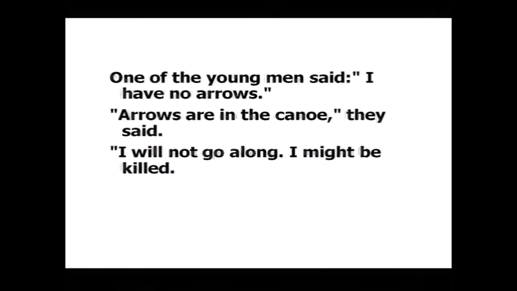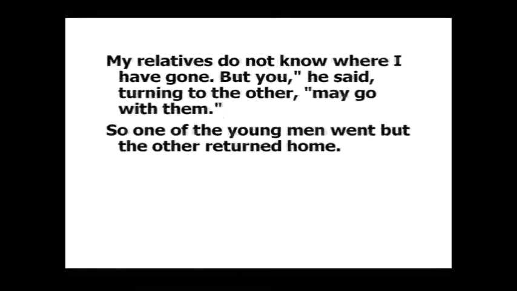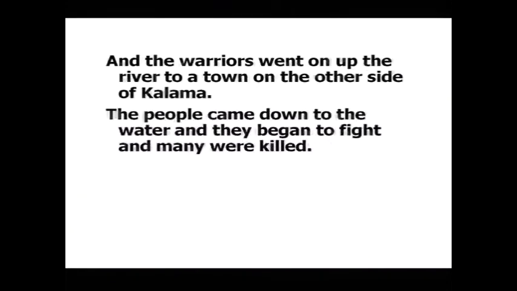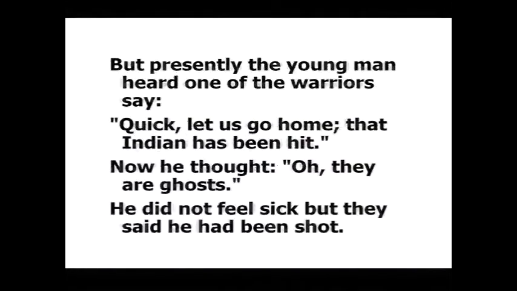One of the young men said, I have no arrows. Arrows are in the canoe, they said. We will not go along. I might be killed. My relatives do not know where I have gone. But you, he said, turning to the other, may go with them. So one of the young men went, but the other one returned home. And the warriors went on up the river to a town on the other side of Kalama. The people came down to the water, and they began to fight, and many were killed. But presently the young man heard one of the warriors say, quick, let us go home. That Indian has been hit.